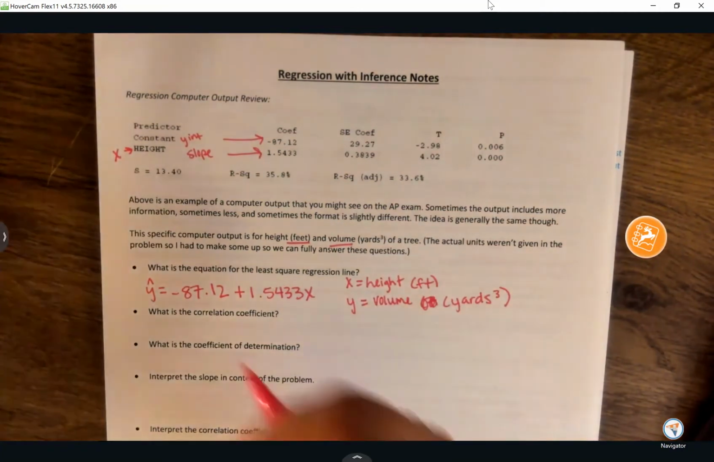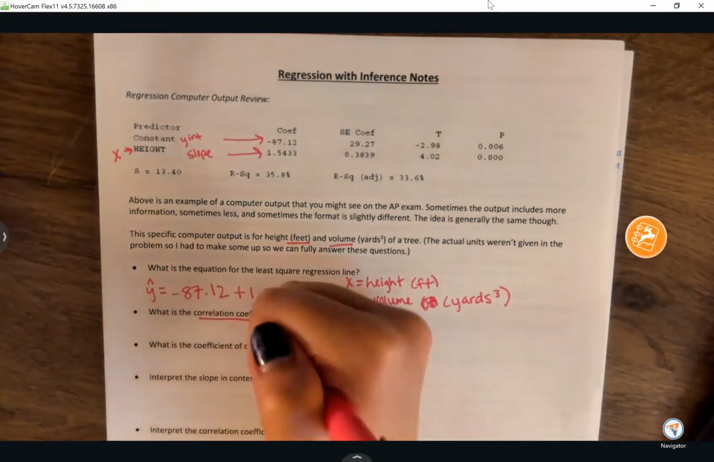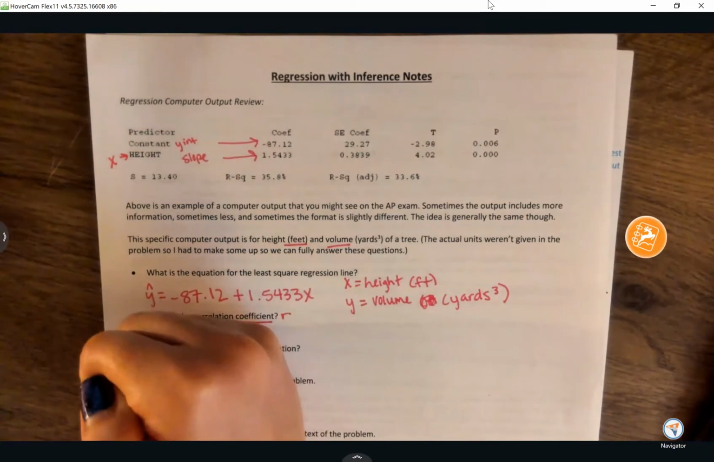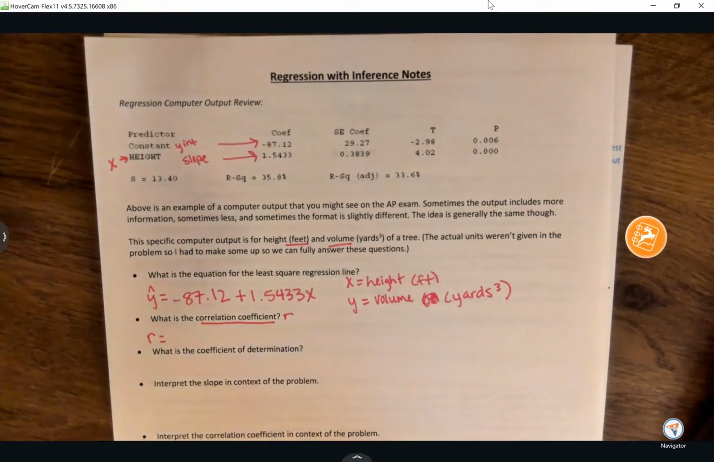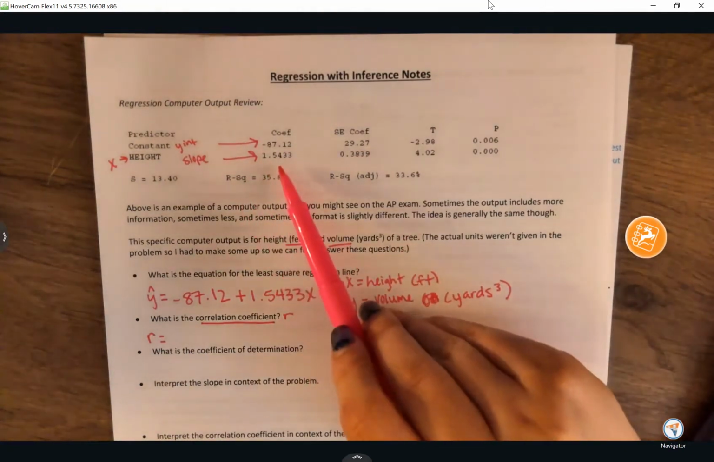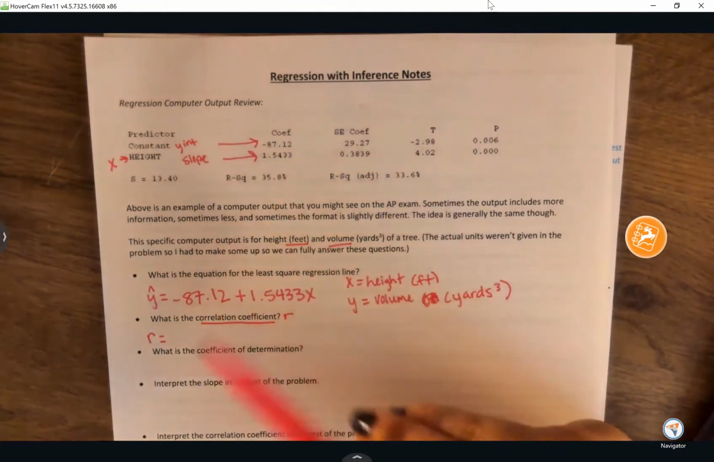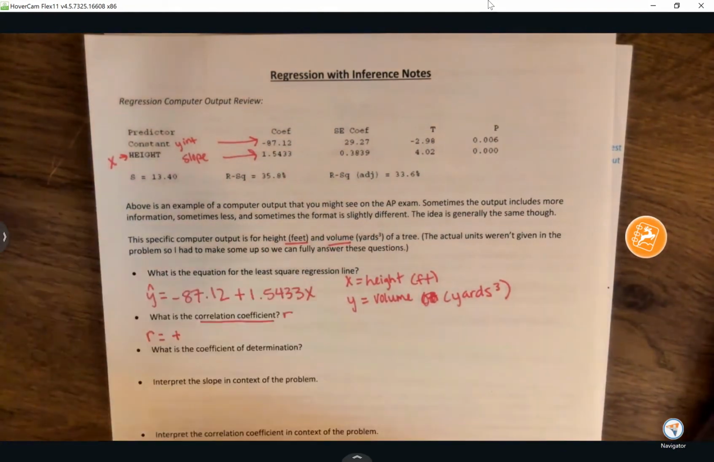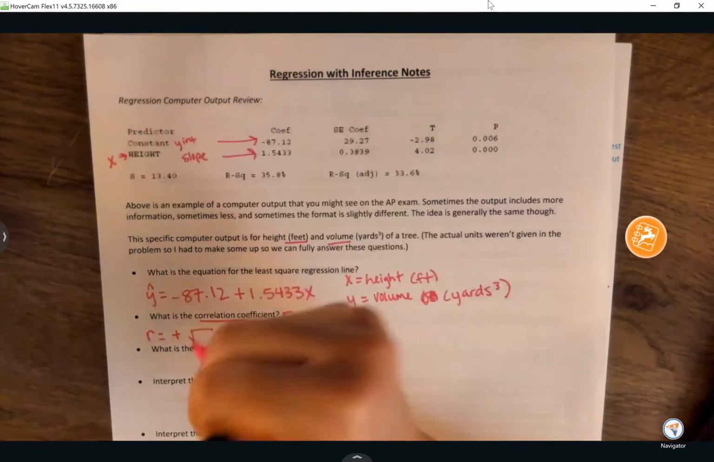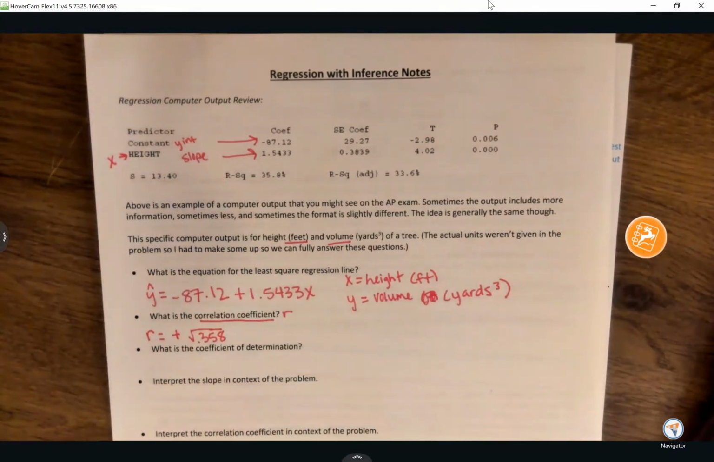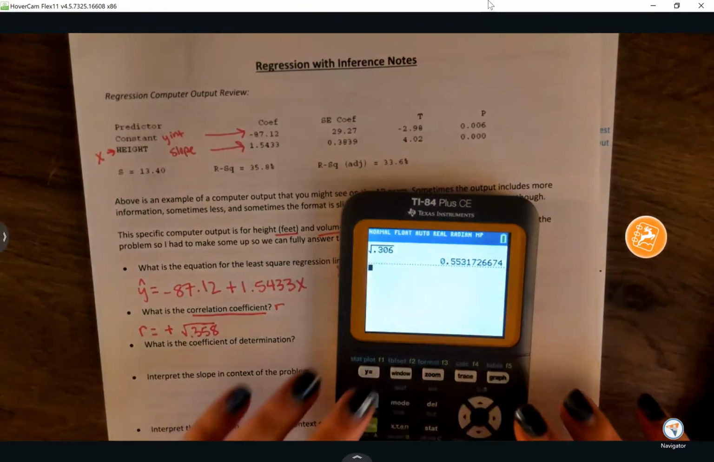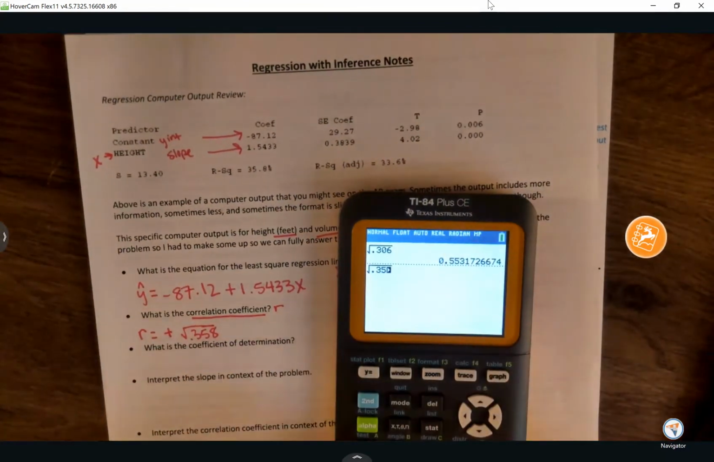For my correlation coefficient, remember the correlation coefficient is R. So R is equal to, remember it can be positive or negative. In this case, the slope is positive, so R is positive. But slope can also be negative, so you need to watch out for that. Square root of 0.358. Remember, you have to convert to a decimal before you take the square root. So it's 0.5983.